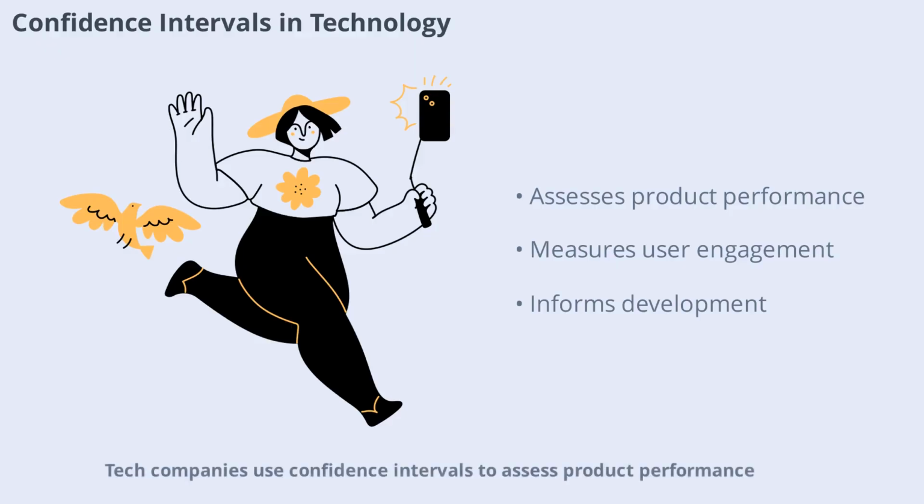Tech companies use confidence intervals to assess product performance, user engagement, and system reliability. For example, a new app feature might be tested and user engagement rates reported with a confidence interval. This helps teams make data-driven improvements and prioritize development efforts.